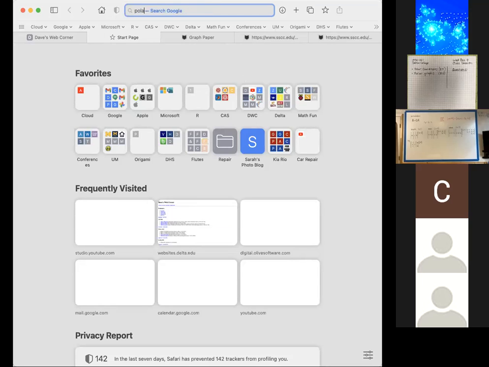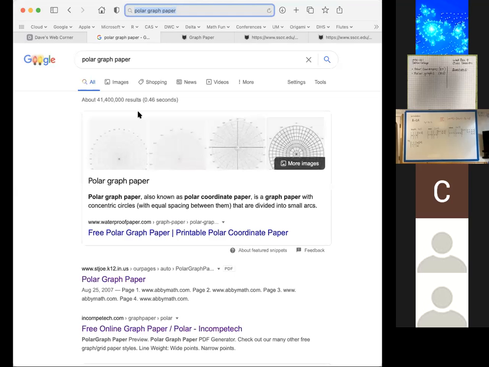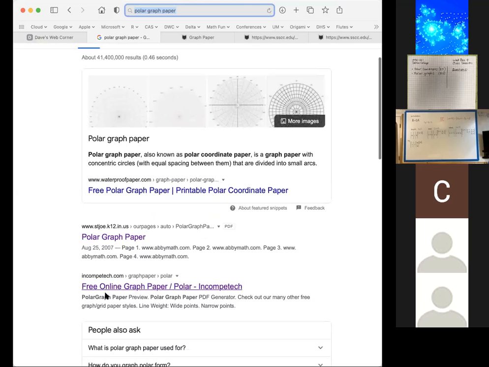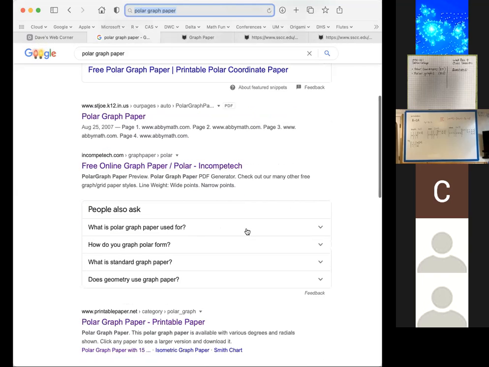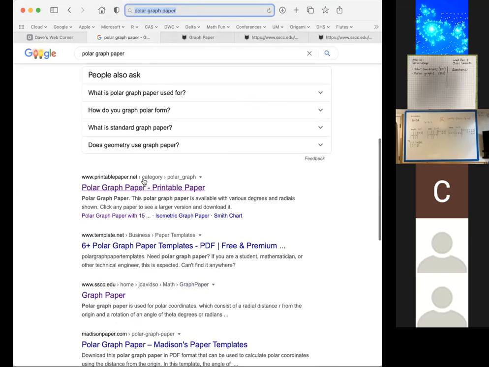So I just want to say that if you went searching for polar graph paper online, you would find plenty. But I'm going to recommend one to you because I don't want you just going through the virus sites, free online graph paper from Incompetech, whatever Incompetech is. Printablepaper.net. I looked at that. No, I didn't trust that website. But here's a website from, must be a math instructor at another school, called Graph Paper. And I'll send you the link in the chat window. I'll post the link to this graph paper in the chat window.